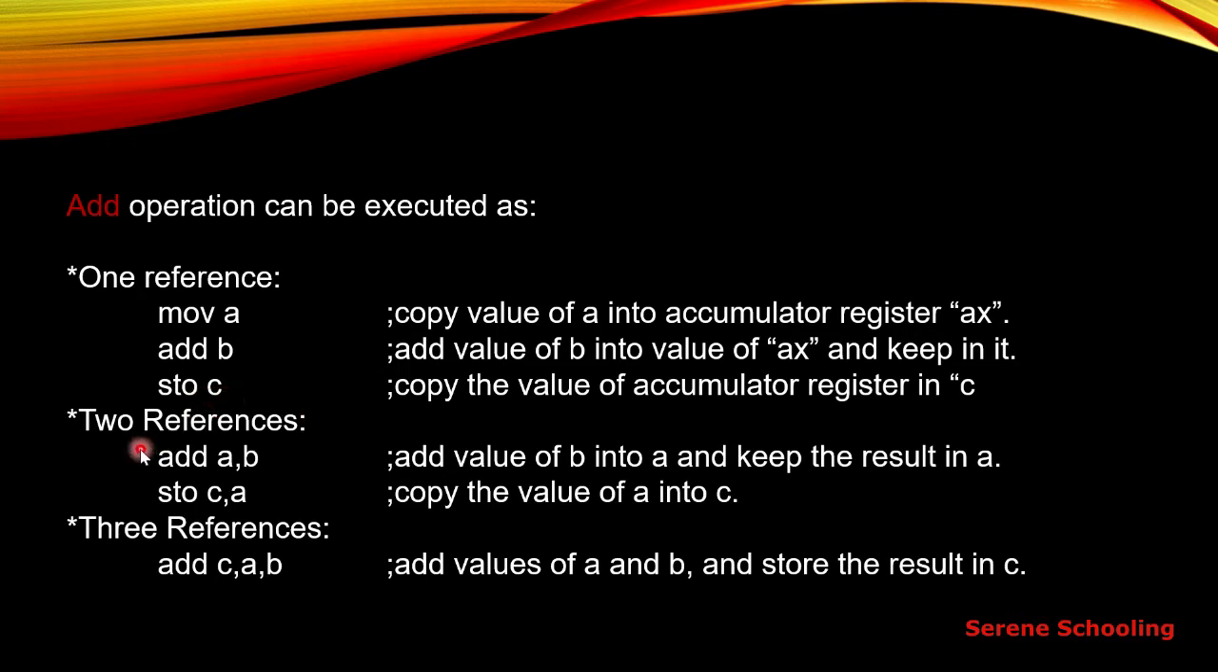Next we have two references like this, a comma b. These are the references, and add is the mnemonic. It adds the value of b into a and keeps the result in a. Store C comma a copies the value of a into the C variable. And sometimes we also use three references like add C, A and B, but it doesn't mean that all three values will be added and the result will be in the C variable. Here it adds the value of A and B and stores the result in the C variable only.